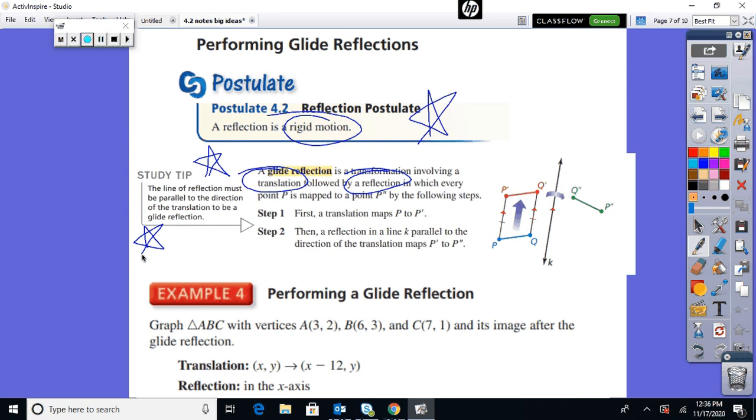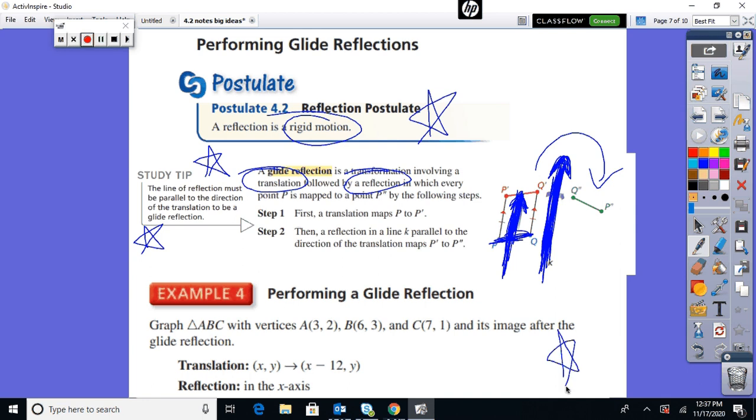translation. So for instance, in this picture here, you start out with PQ, this segment, and we slide it in this direction. So we'd have a vector going up like this, and that vector is parallel to the line you're going to reflect in. So we slide it up here, then we flip it over here. So as long as the line is parallel to the vector, then it's a glide reflection. So let's take a look at this glide reflection.